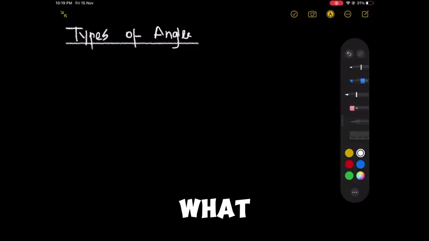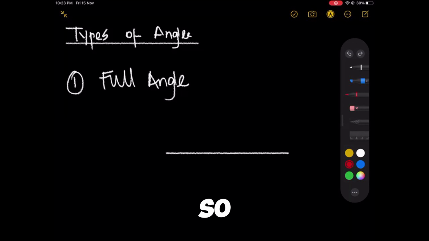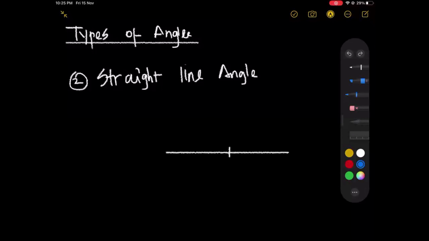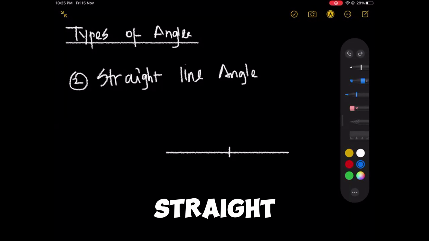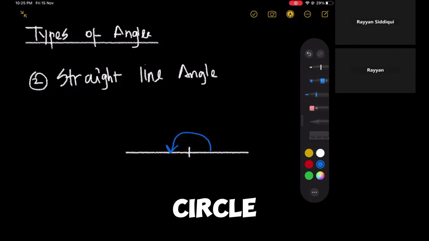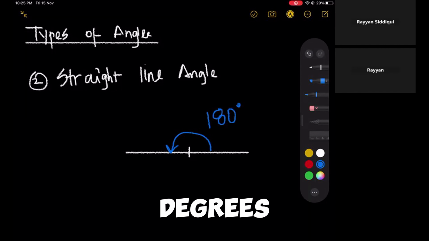Now that we know what an angle exactly is, let's move on to the different types of angles. So the first angle is a full angle, which is a complete 360 degrees, which is also like a complete circle. The second angle is called a straight line angle, which by looking at this figure, we can see is half a circle, which is why this will be exactly 180 degrees.